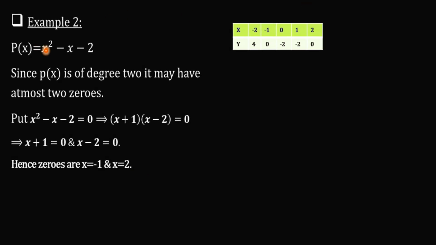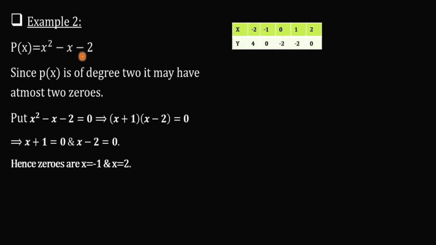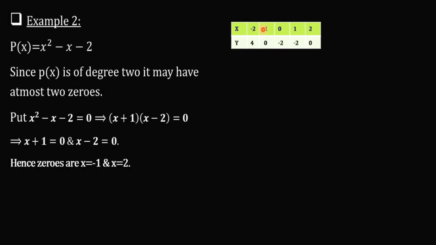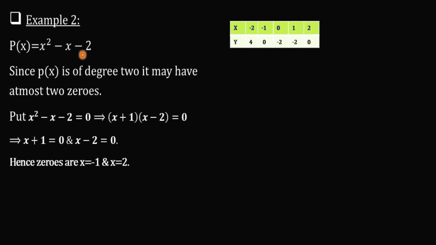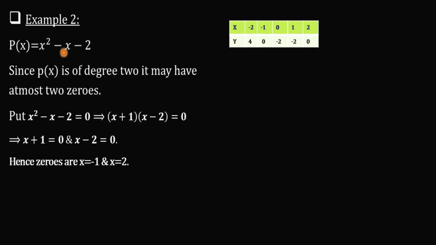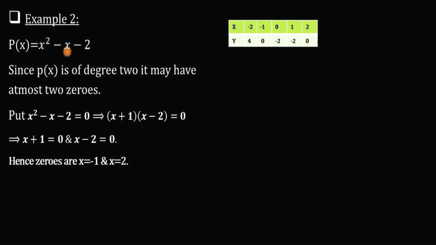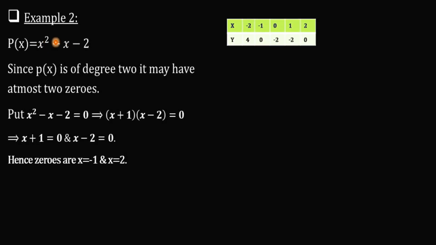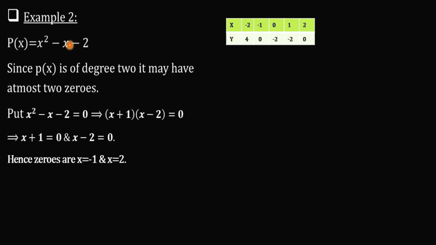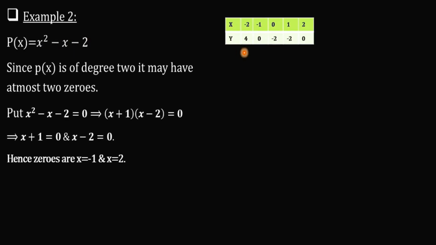That is 2 square 4, 4 minus 2, 2, 2 minus 2, 0. That is, x equal to 2 will give 0. Then if x equal to negative 1, then negative 1 square 1, 1 minus negative 1, that is 1 plus 1, that is 2, 2 minus 2, 0.